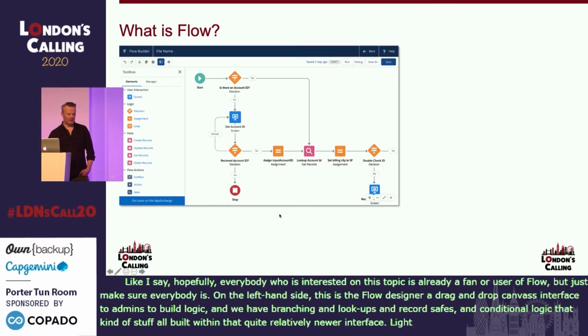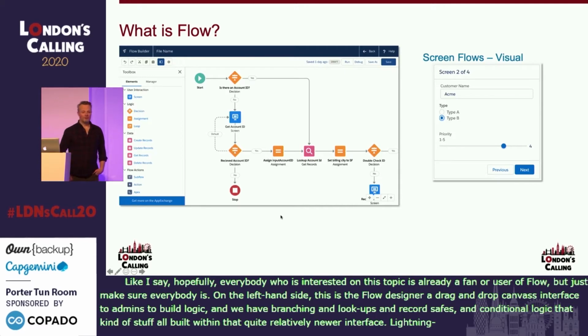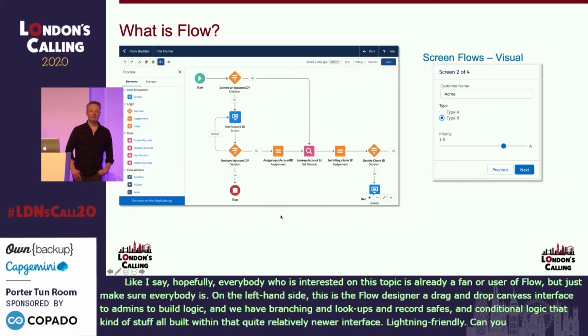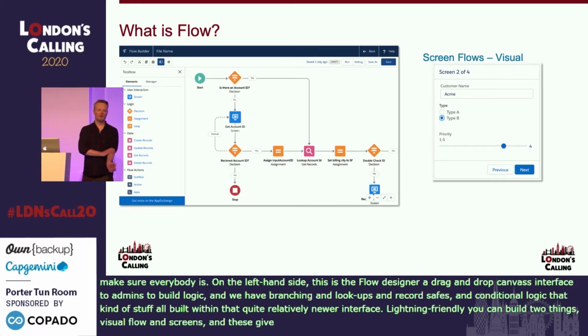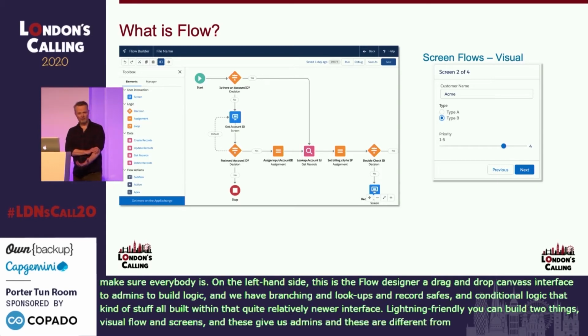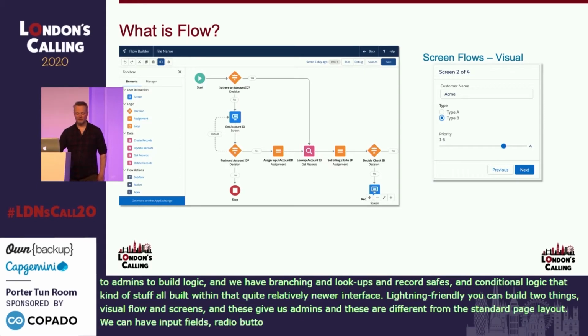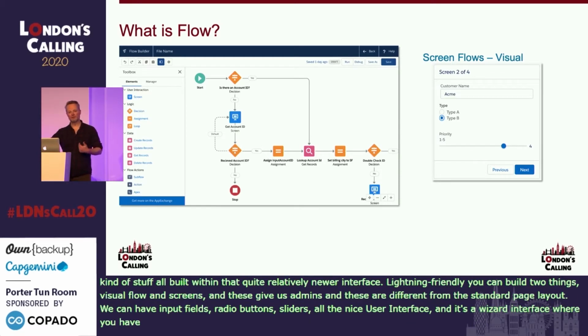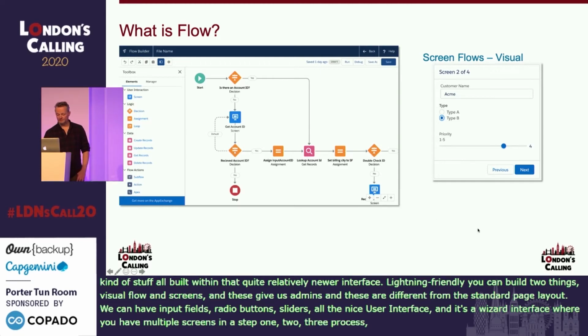And you can build two things. You can build a visual flow, visual screens, and these give us admins the ability to build user interfaces for our users, which are different from the standard page layouts. So we can have input fields, radio buttons, sliders, all that kind of nice user interface. And typically it's a kind of wizard interface where you have multiple screens in a sort of step 1, step 2, step 3 process, and it can be as complicated or as simple as you need.